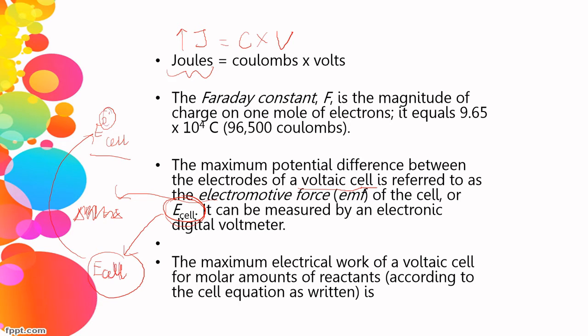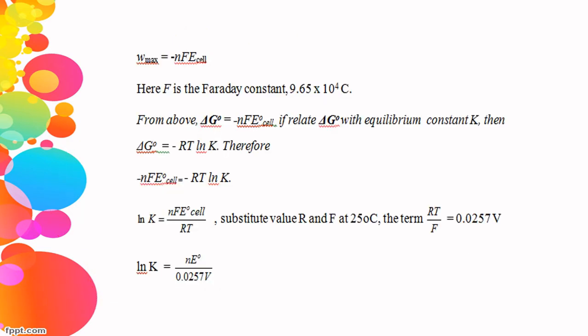And the maximum electric work of a voltaic cell for a molar amount of reactant is usually represented in the following equation. In this equation, the maximum amount of work is equal to minus nFE cell. Here n refers to the number of electrons, F refers to the Faraday constant, and E cell refers to the EMF. And from above, delta G naught equals minus nFE naught cell.